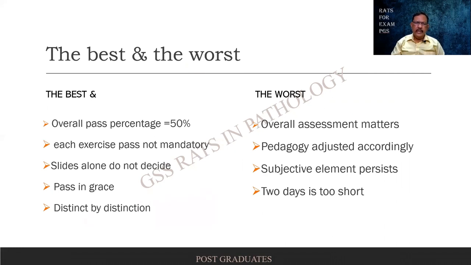What are the best and the worst in the examination? The overall pass percentage is 50. Initially, in the first slide, I had shown you the distribution of the marks. Passing in each exercise is not mandatory. Those days, if we do not do that well in the slides, the student is definitely failed. But here it is not probable. Theoretically speaking, a student can get 0 in a section and still pass the exam. And there is always a chance of passing through grace marks or passing in grace. And secondly, you can always be distinct by getting a distinction.